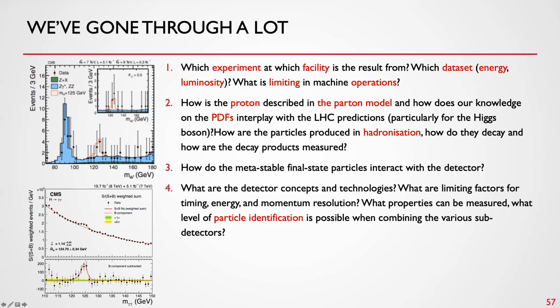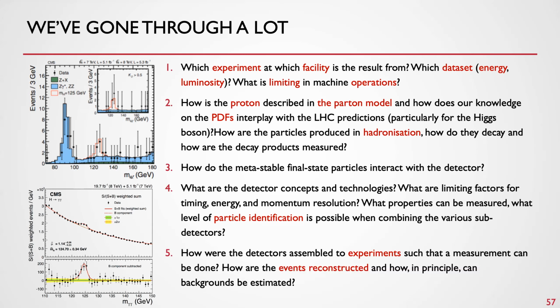We've understood what level today. We've gone through the level of particle identification that's possible and how the various subdetectors are combined to obtain a description of an event and how densely populated those events are. And we've also discussed how the subdetectors are assembled in experiments such that we can fully account for the high energy physics process. We've also gone through estimations of the backgrounds, at least in principle.